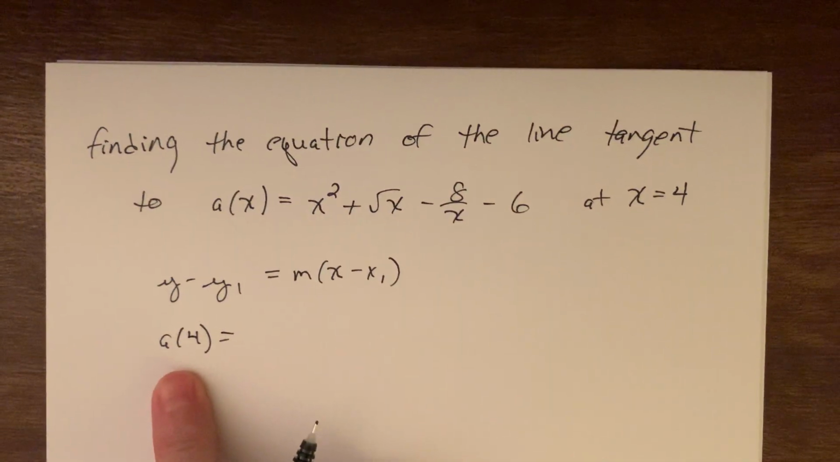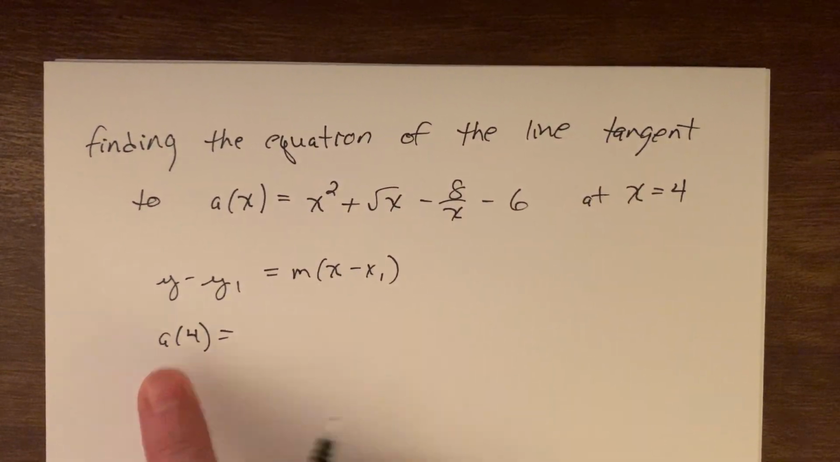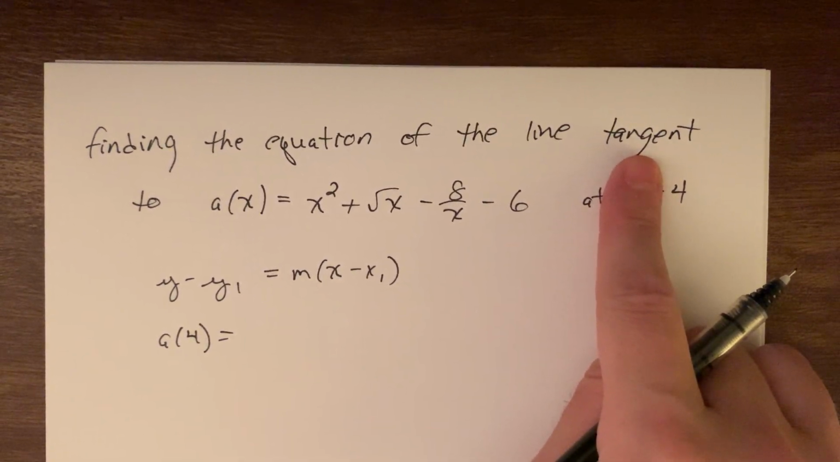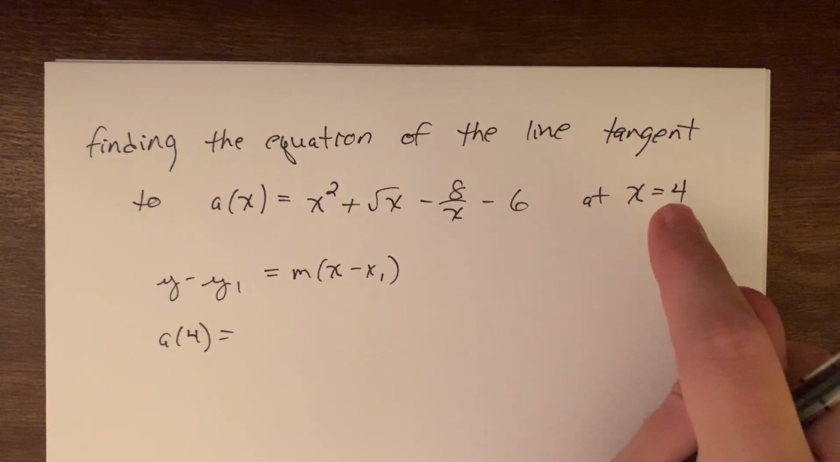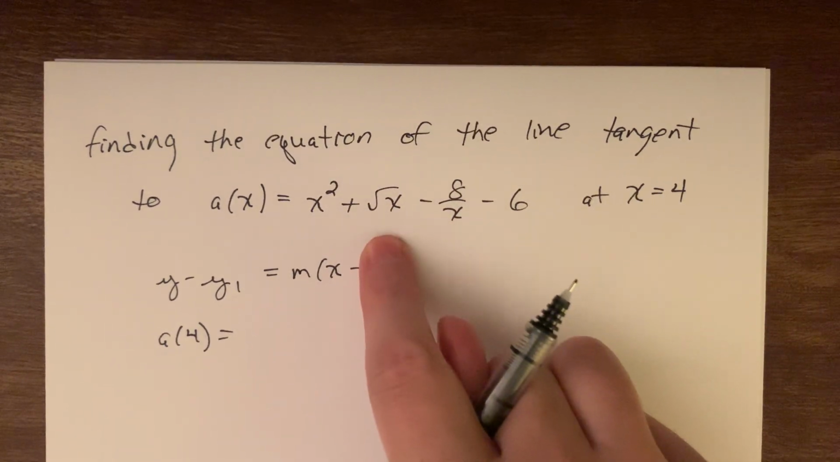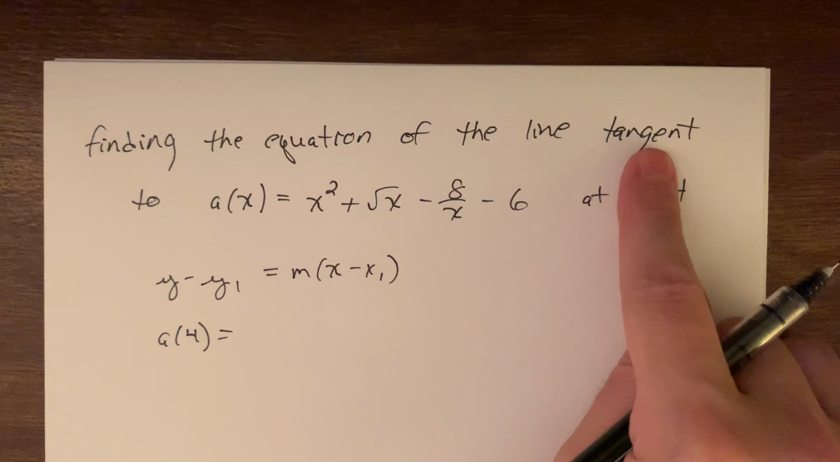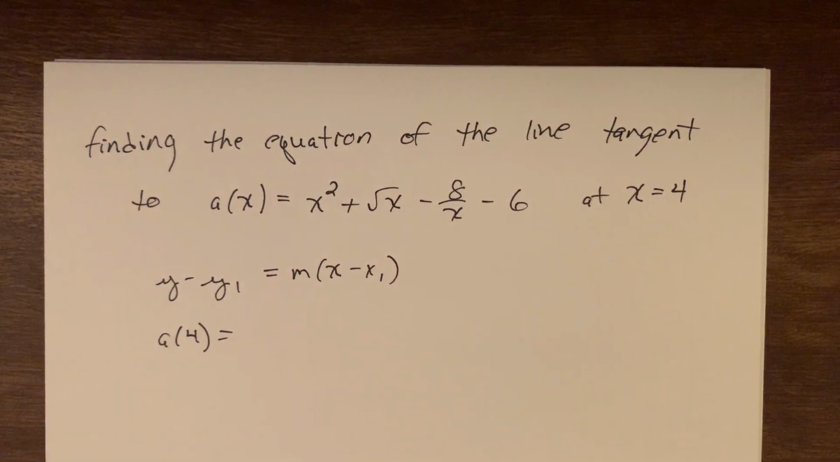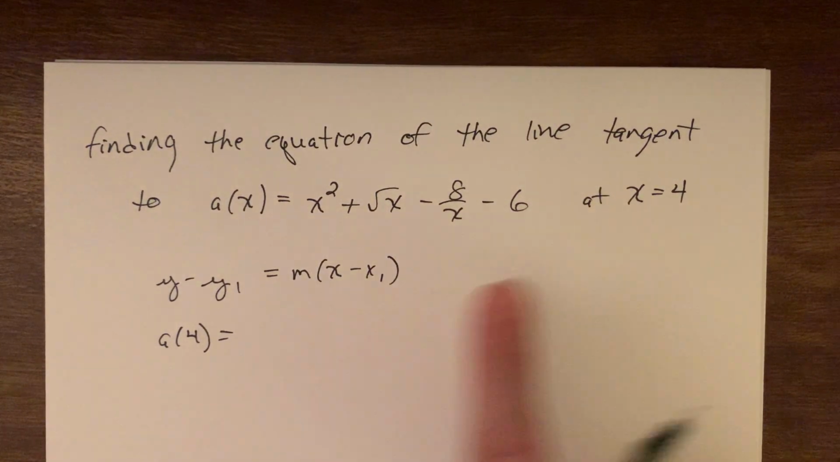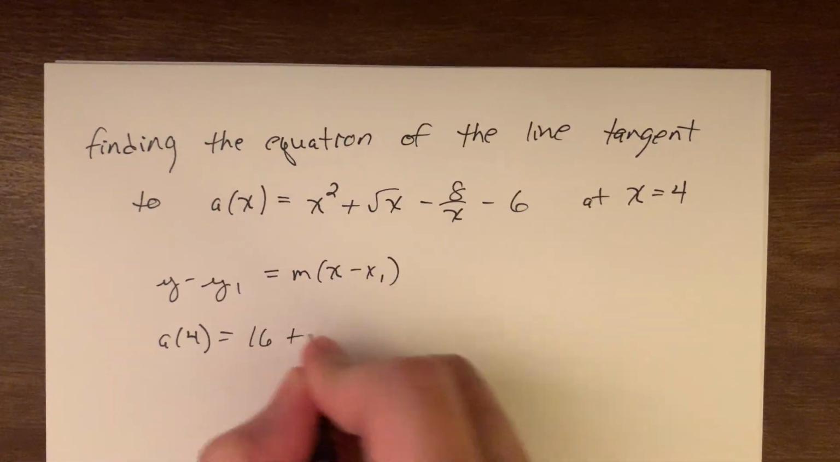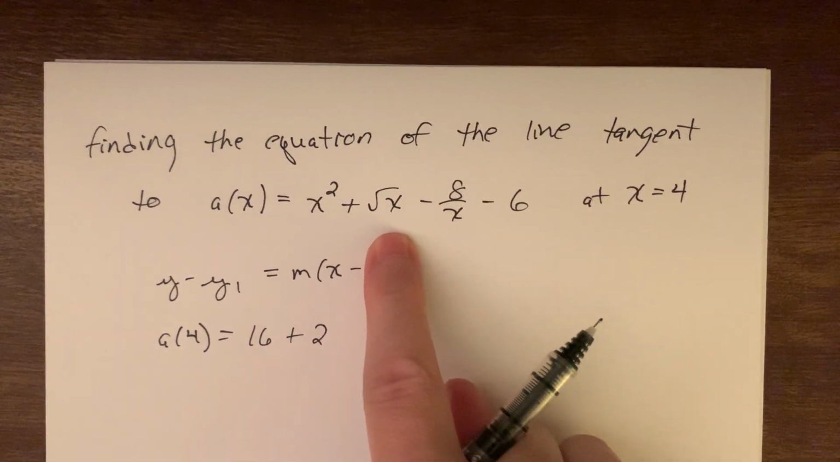You get that by plugging into the original. Remember, we're looking for an equation of this tangent line, but the xy pair on this curve will coincide with one xy point on this tangent line. So I'll use that known common point. If x is 4, I'll plug in. 4 squared is 16. Square root of 4 is 2.